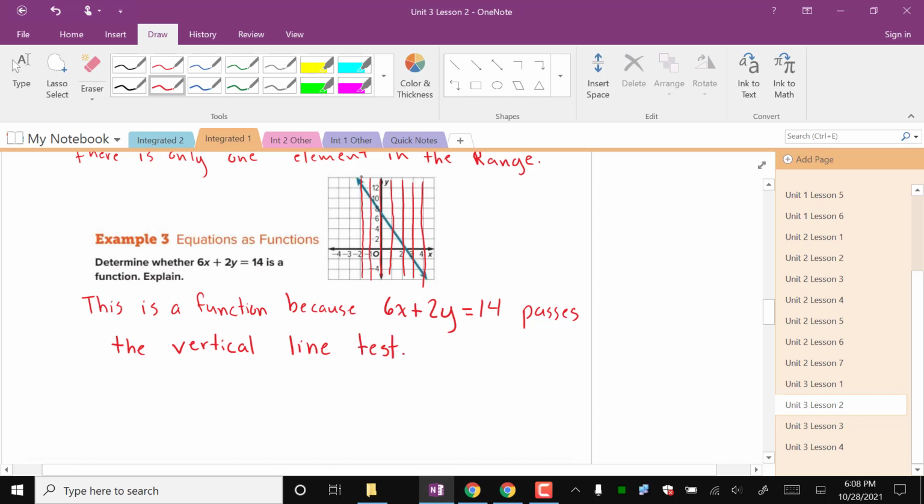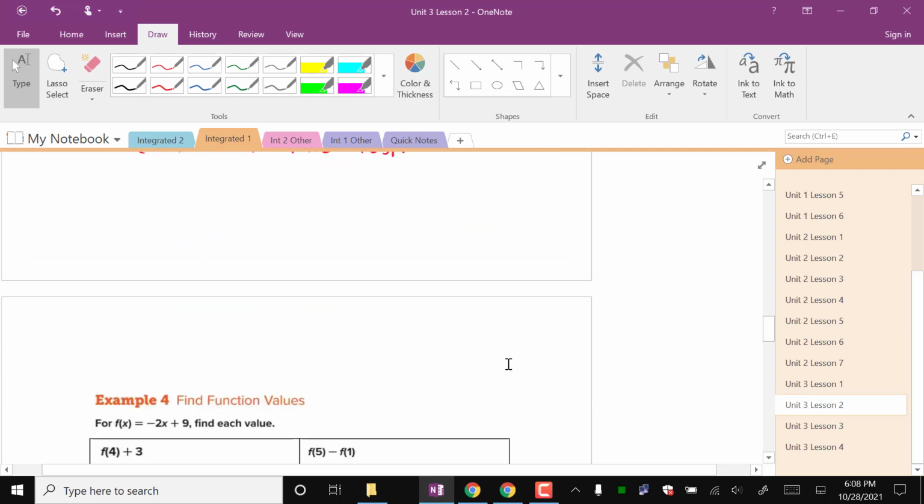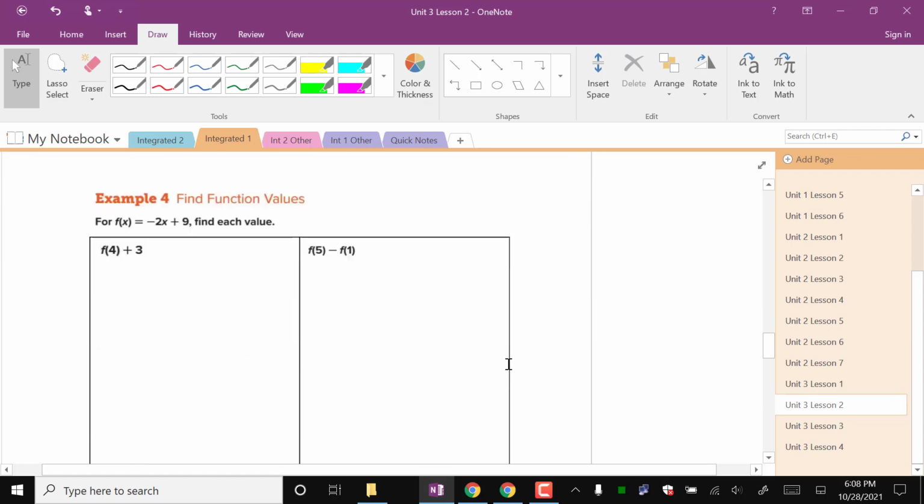Meaning that it only goes through the given graph line once. Let's shift it up a little bit as we look at example 4. Example 4 says find the function values. They give us this equation for f of x. The function of x equals negative 2x plus 9.